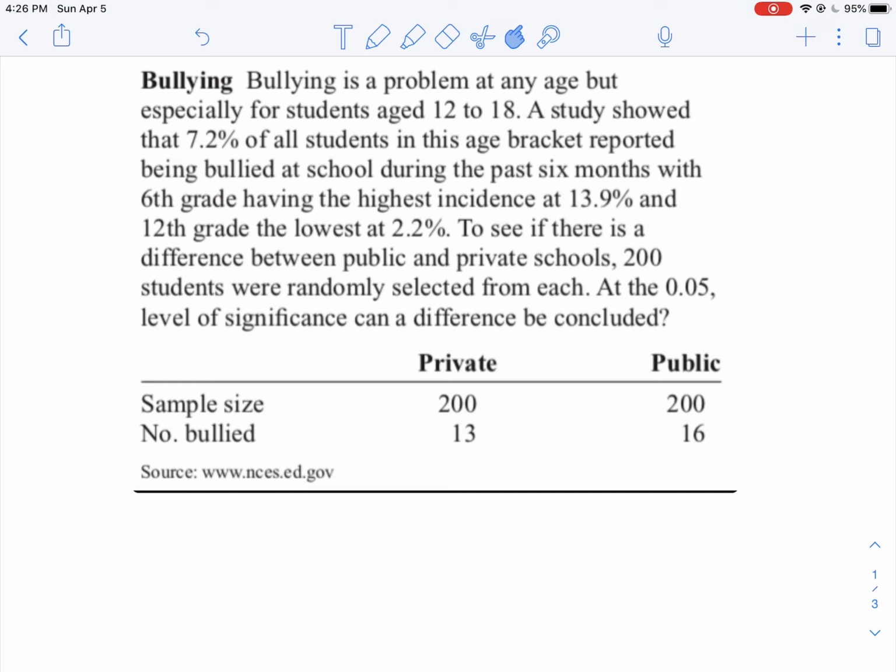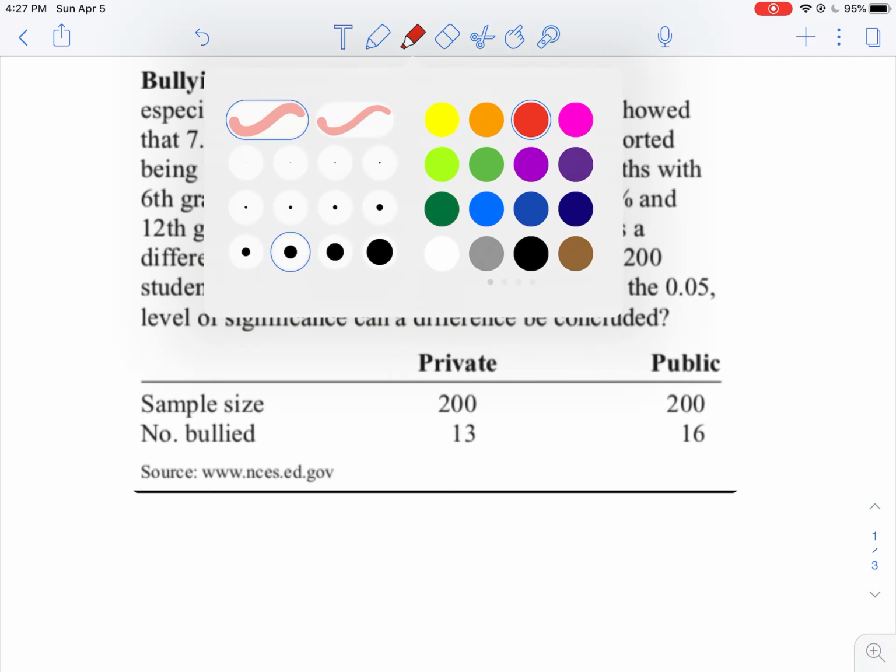Now, at the beginning of the problem here, you'll notice that they talk about bullying being a problem at any age for students from 12 to 18. So that 7.2% of all students in this bracket have reported being bullied at school during the past 6 months, with 6th grade having the highest incidence and 12th having the lowest. Now, they give you some statistics here. We're not going to deal with that because here's what we're concerned with today.